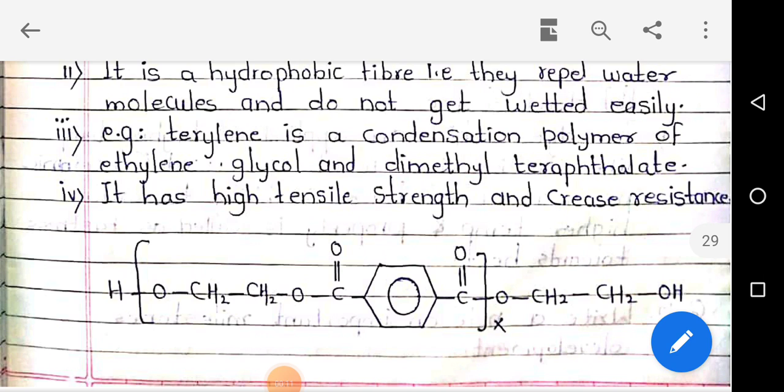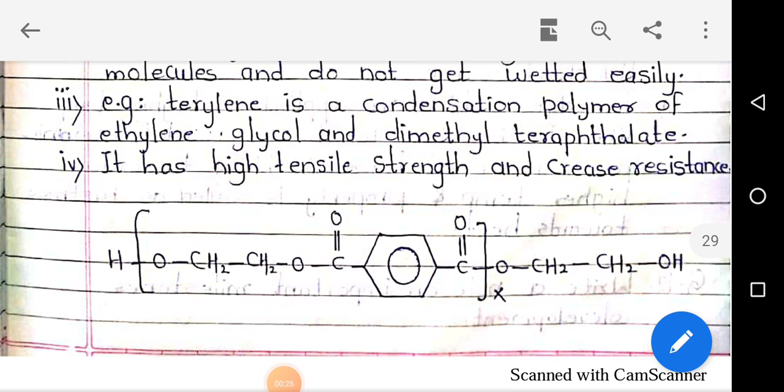So it has high tensile strength and crease resistance. High tensile strength is the property that makes polyesters more popular, because they can bear more and more weight and cannot be ruptured or broken easily. Along with crease resistance, it means it is free from sticky types of materials. So these are all the points about polyesters.